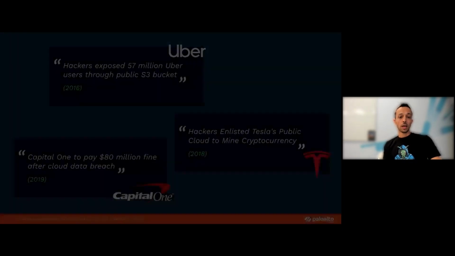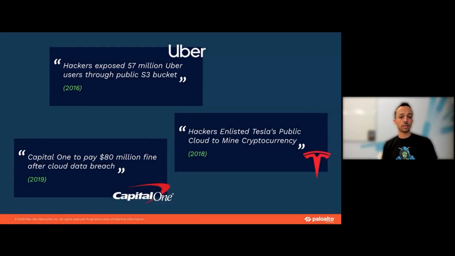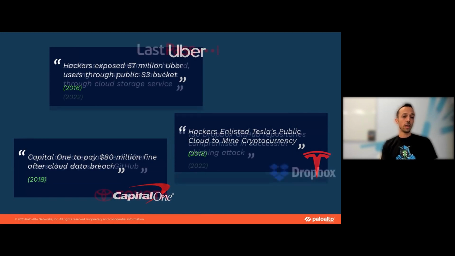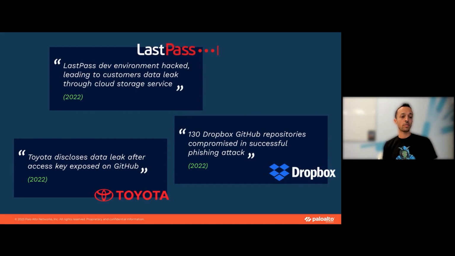So if we head back to these infamous cloud incidents from before, with known examples from years like 2016 and 2019, today we see more and more attacks against the cloud. However, these ones originate from the software delivery process. Let's see some examples just from the last year. LastPass that had their dev environment hacked, leading to a big customer data leak through a cloud storage service. Dropbox with 130 GitHub repositories compromised in a successful phishing attack, and Toyota that had an access key to their cloud disclosed in a public repository on GitHub.